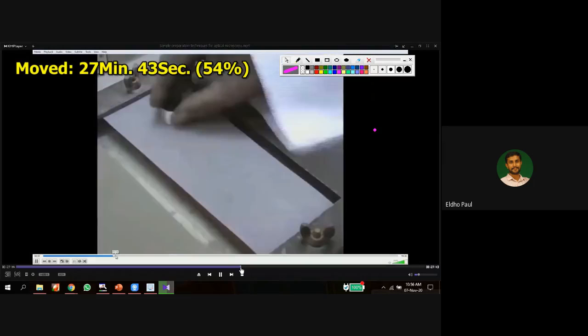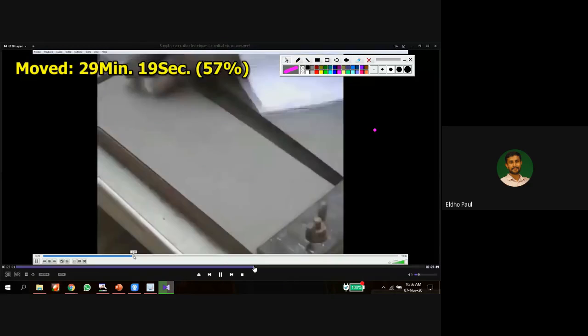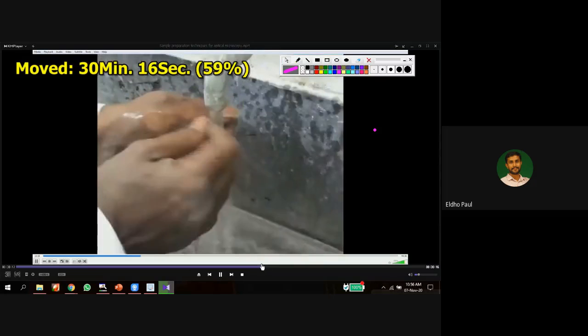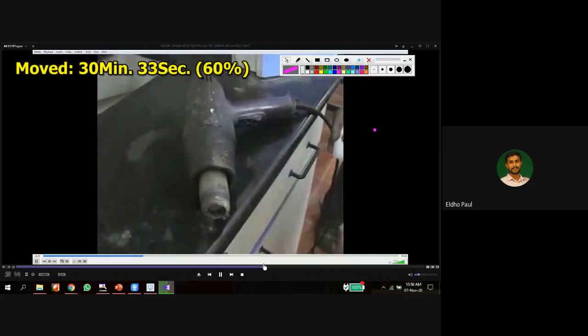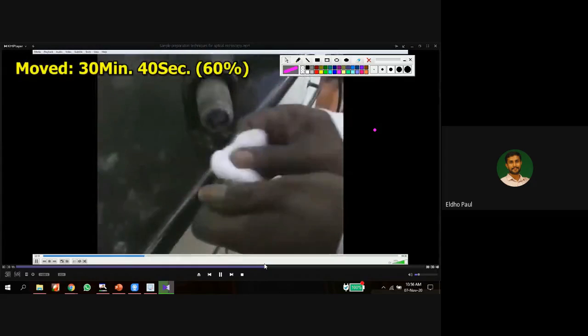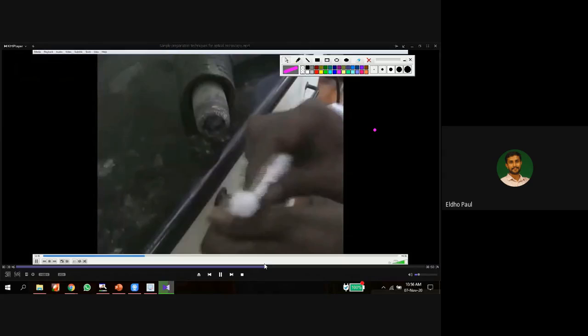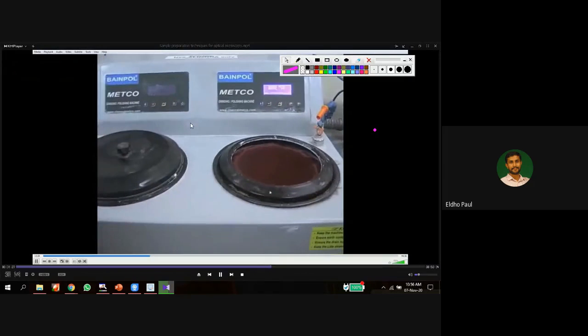So this is the grinding process. We use different emery papers for fine grinding, and then after that we wash the specimen. Then we dry it using a hot stream, removing all the water content from the specimen. And this is the polishing machine.